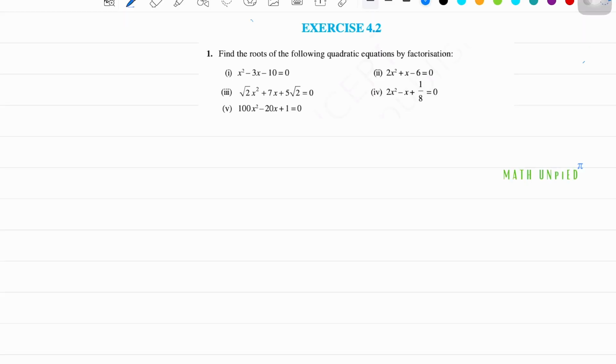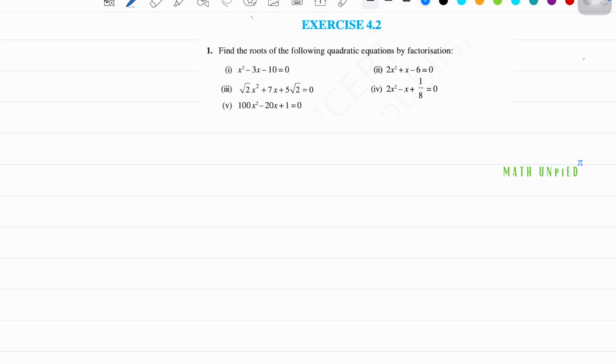Hello students, this is quadratic equations exercise 4.2 and this exercise is all about factorization. So let's start with the first problem. It has got 5 subdivisions and we'll do them one by one. So the first one, x squared minus 3x minus 10 equals 0.